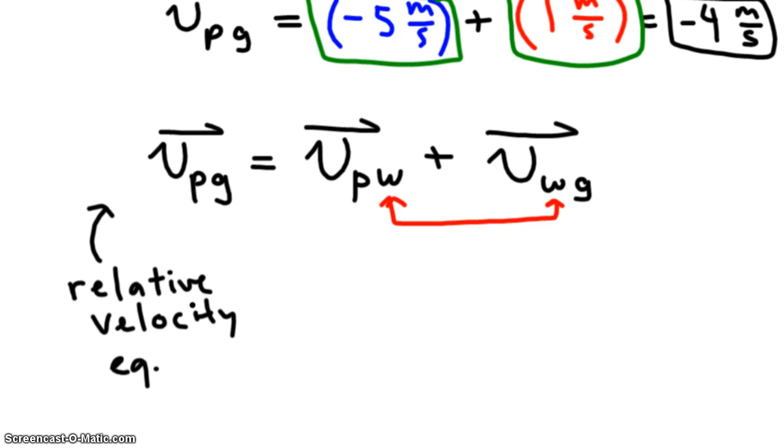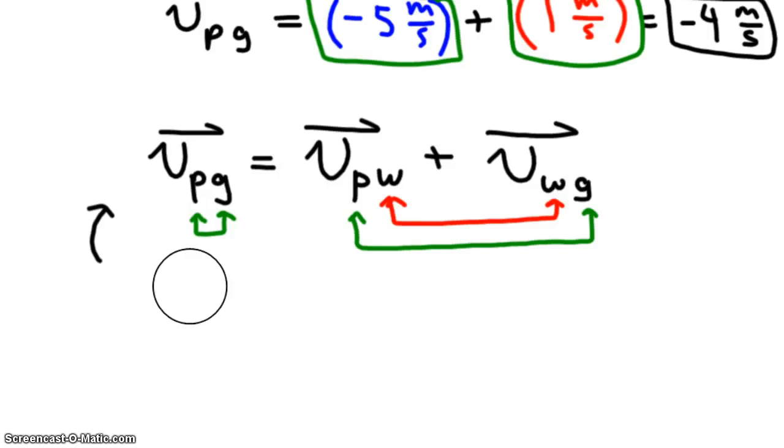The inner subscripts, the things added, if the velocity is added, must match. Likewise, the outer subscripts, P and G in this case, person and ground, have to match those on the left, the subscripts on the left. Those are the two rules for writing these equations. If you follow those rules, you will write correct equations. And that's how we write a relative velocity equation.